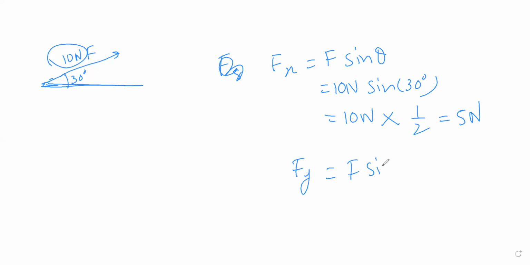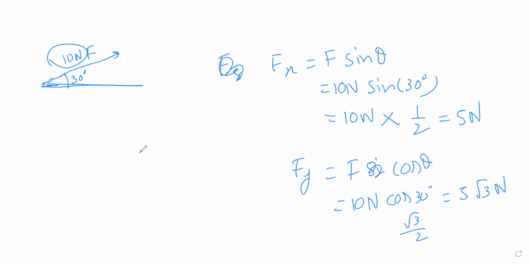F cosine theta. 10 Newton cosine 30 degree, right? Cosine 30 degree equal to root 3 over 2. So 5 root 3 N. Now, if we know our two components, here is an important topic.